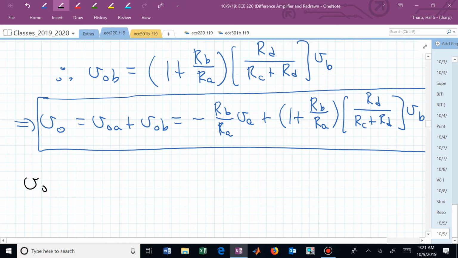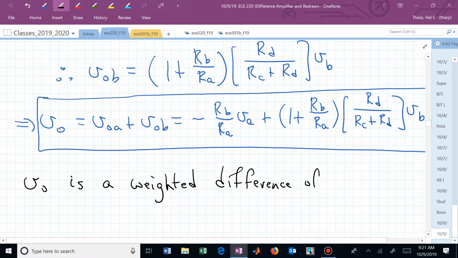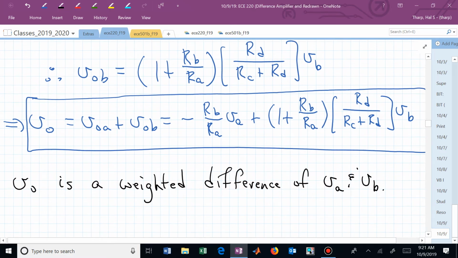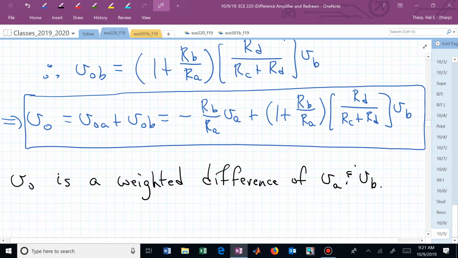In this difference amplifier circuit, it is a weighted or scaled, a weighted difference of V sub A and V sub B. V sub B comes in with a positive coefficient. V sub A comes in with a negatively weighted coefficient. So we have a difference going on.